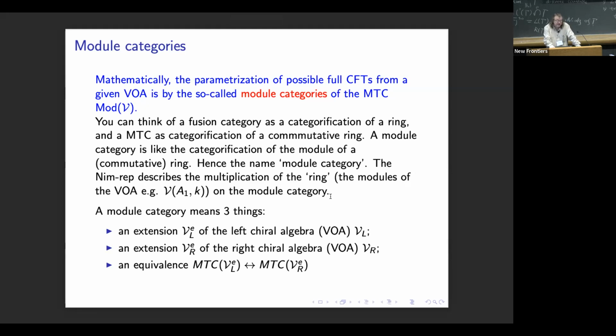What you have is your original starting points, for example, SL2 level k VOAs. You have 2 of them. You write down an extension of one of them and an extension of the other one, which might be trivial. By extension, again, I mean condensation. And then you have a tensor equivalence between the corresponding modular tensor categories. That triple is what a module category is. That's the most convenient picture from our point of view.